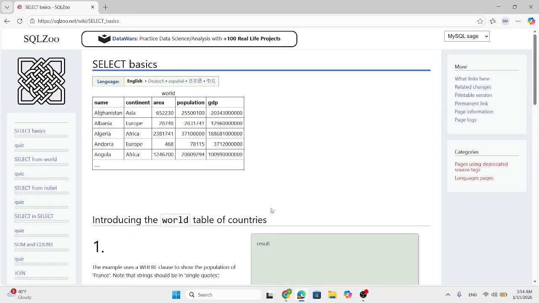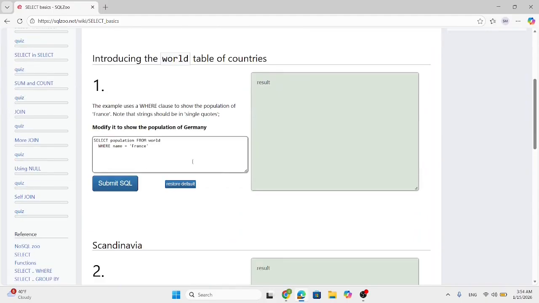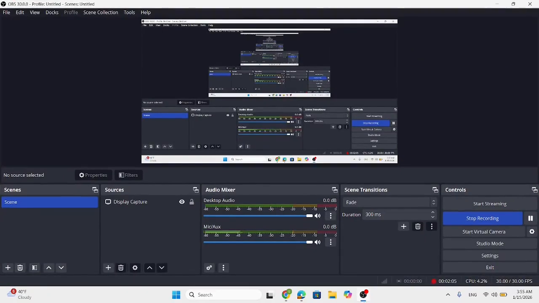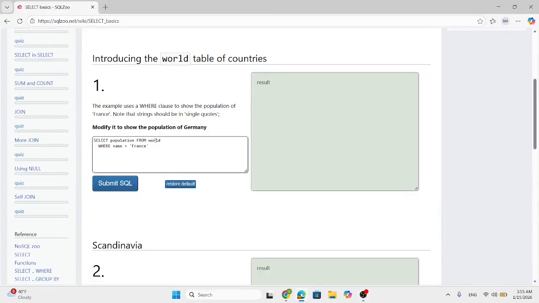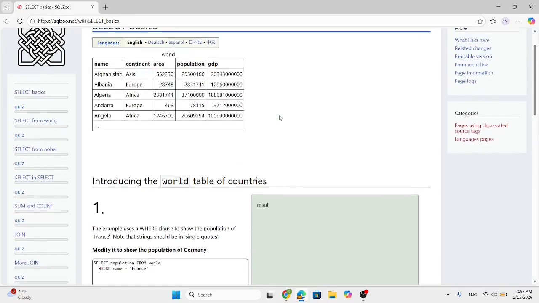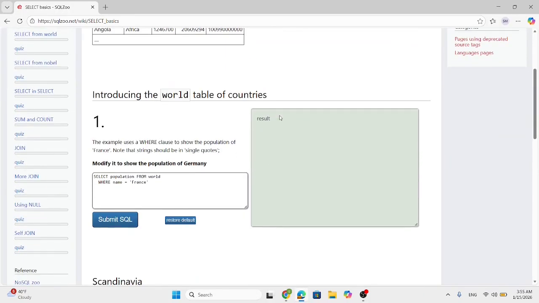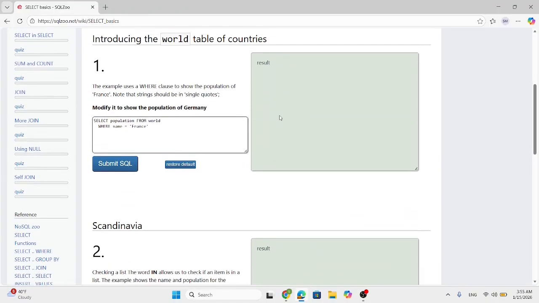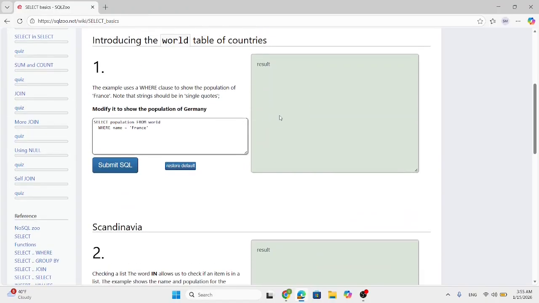Let's see the questions. Our first questions. By the way, is it recording? Yeah, it's recording. The example uses a WHERE clause to show the population of France. Note that strings should be in single quotes. Here, we will just do the questions, and you will improve your practical skills on SQL.